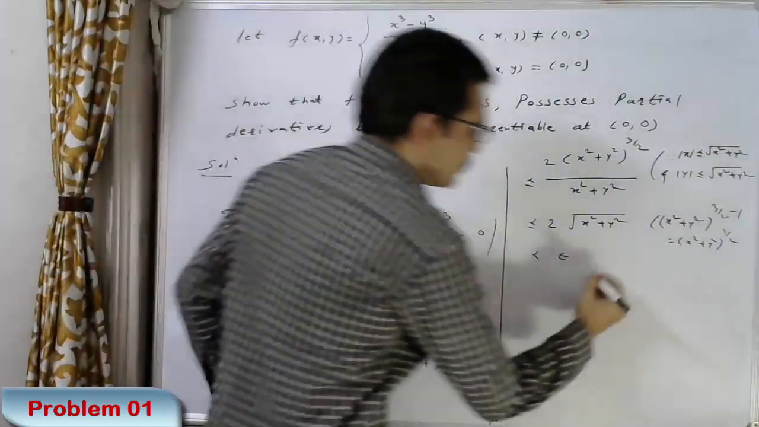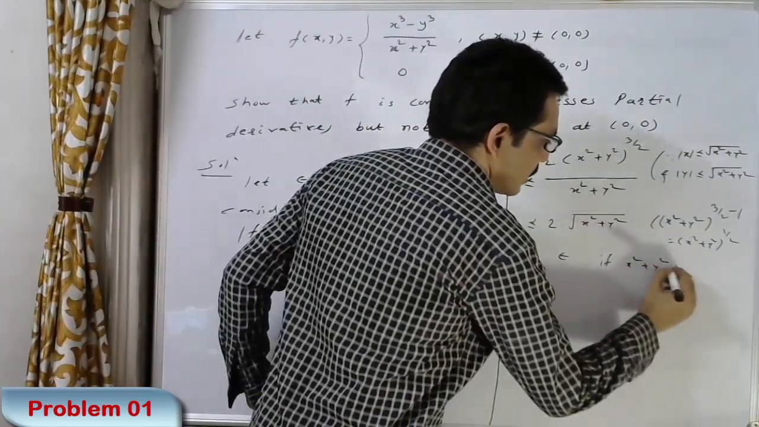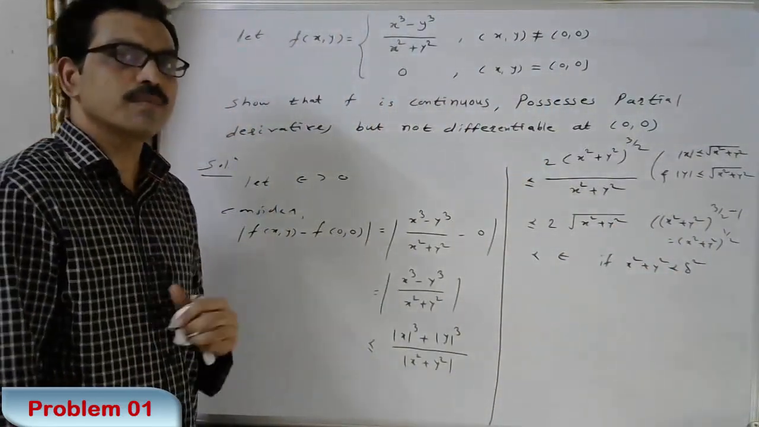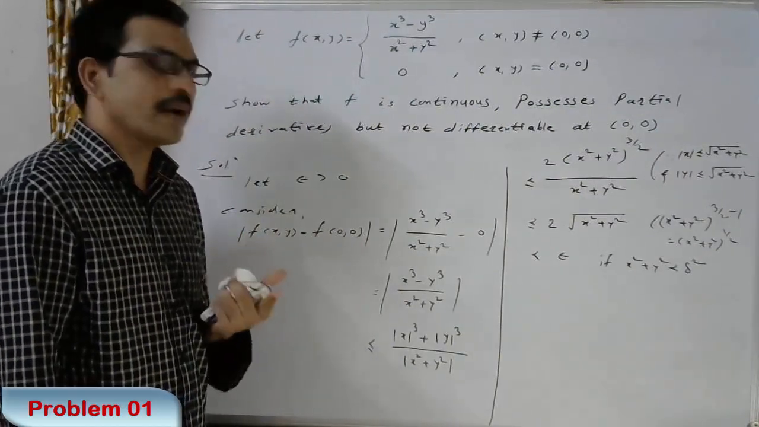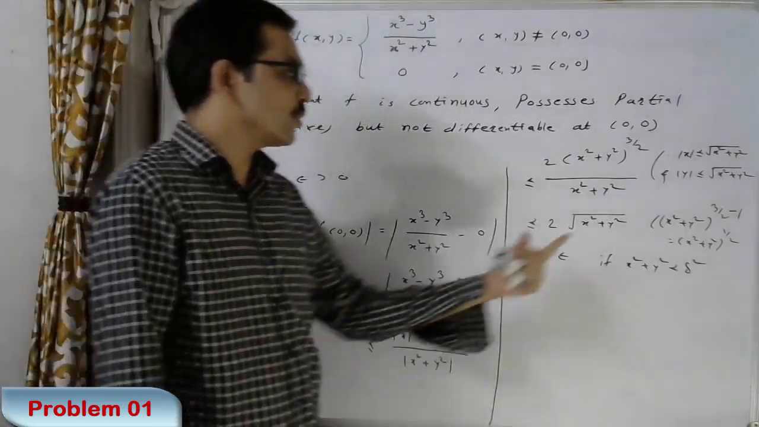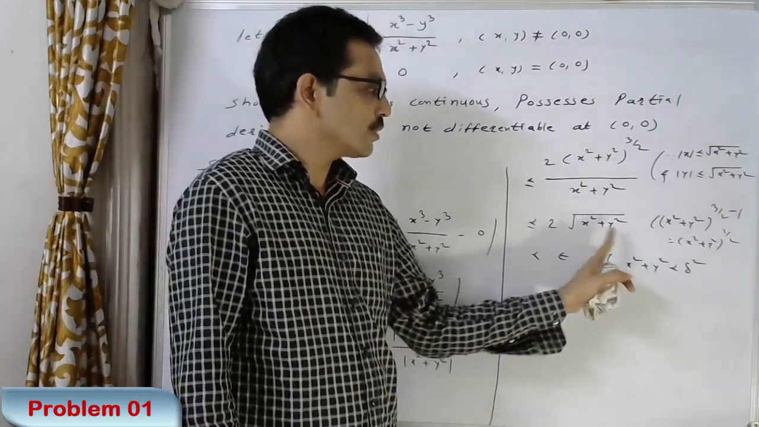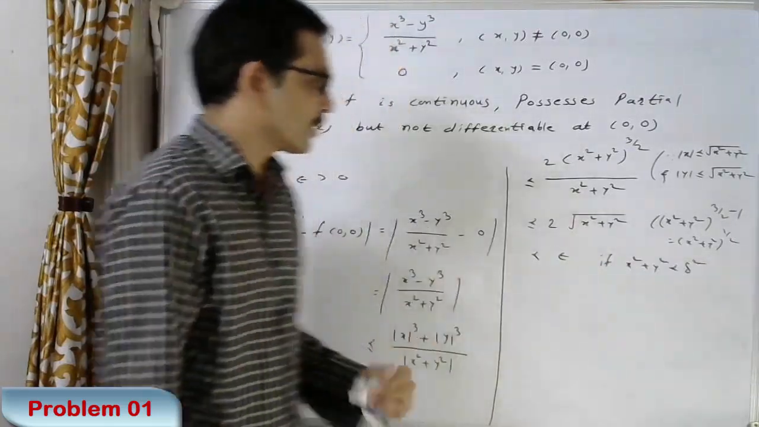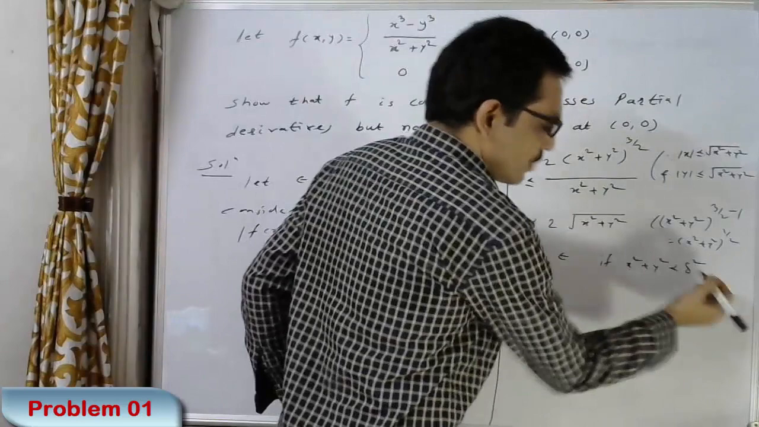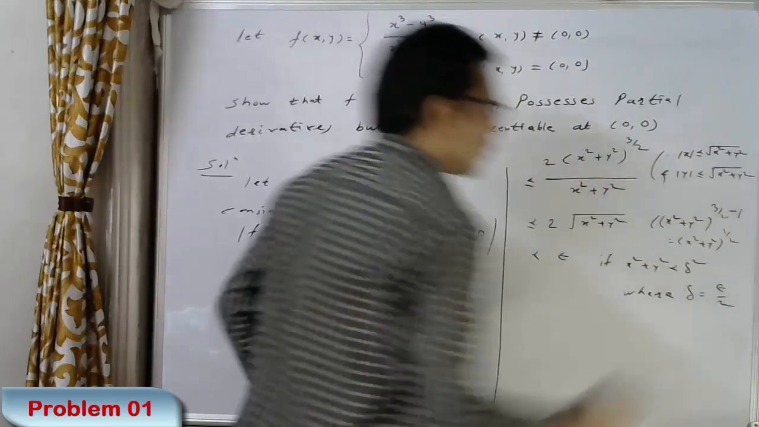If x square plus y square is less than del square, by the definition, for epsilon positive, there exists del positive such that mod of f(x,y) minus f(a,b) is less than epsilon whenever 0 is less than the square root of x square plus y square is less than del. Therefore, by the definition, here we write x square plus y square less than del square. Here we choose 2 del is equal to epsilon. That is, del is equal to epsilon by 2.